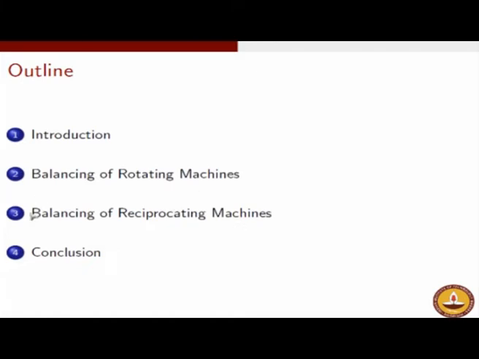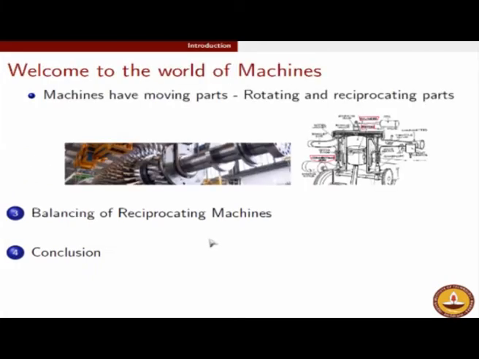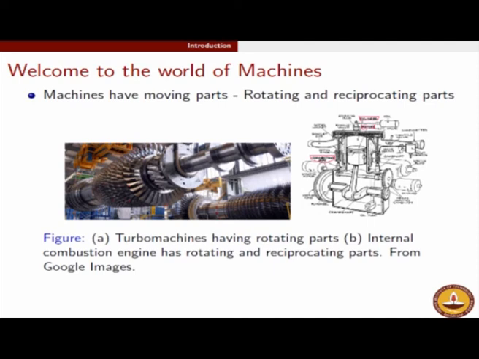Tomorrow when we come back, we are going to talk about balancing of reciprocating motions, that will spill over even to the third day, and hopefully we should have some problem solving sessions also. So with that in mind, let us make a start. So I will invite you to this world of machines.